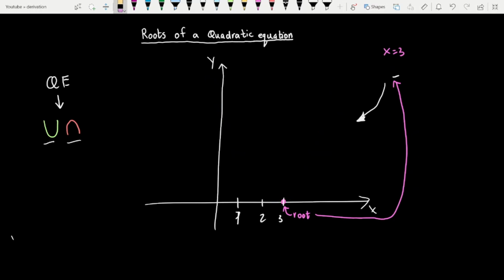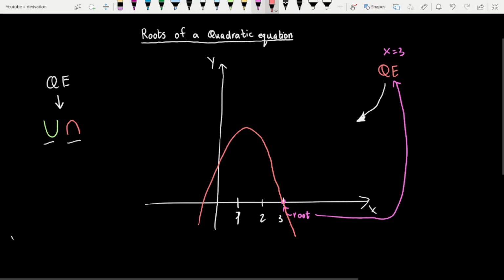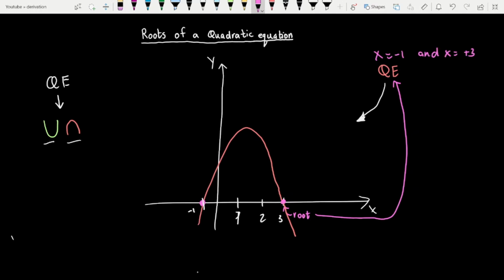Sometimes, let's say you have a different quadratic equation, so I'm just going to draw it with a different color so you guys can know it's a different quadratic equation. Let's say your quadratic equation did something like this. This time you had a different quadratic equation and you turned out to get a sad face from it. And that sad face basically touched the x-axis at 2 points. Let's say this point was -1. In this case, your quadratic equation would have two roots. One would be -1, and the other one would be +3. So these are your two roots.